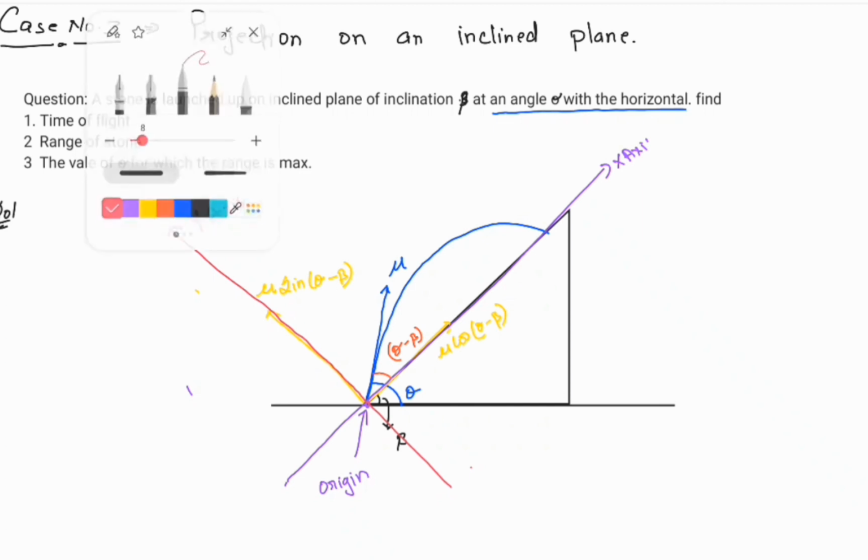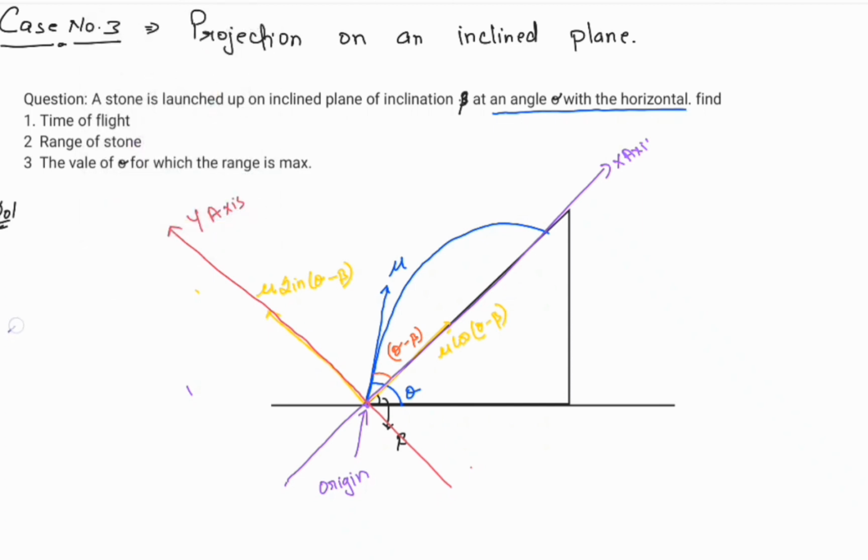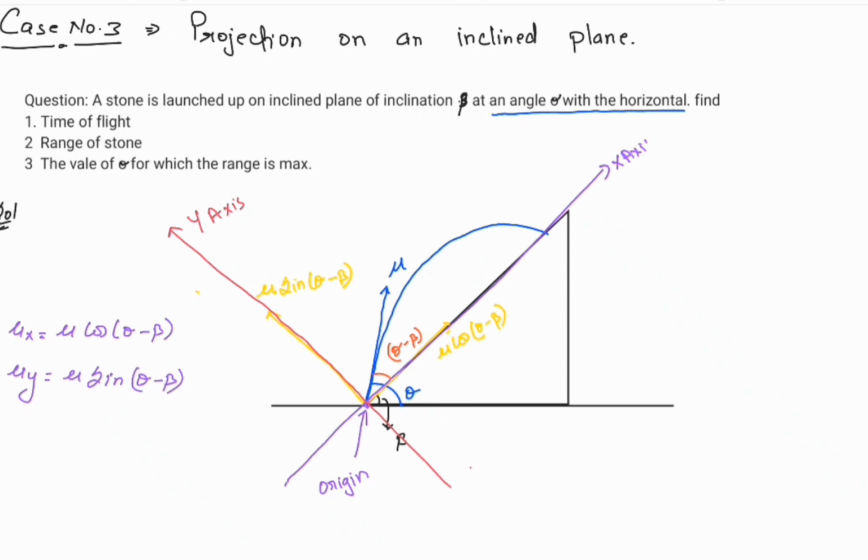Let's see. What is your u of x? U of x is u cos of theta minus beta. Similarly, what is your u of y, the initial velocity along the y-axis? It is u sine of theta minus beta. Now here we are going to calculate the value of a of x and a of y.